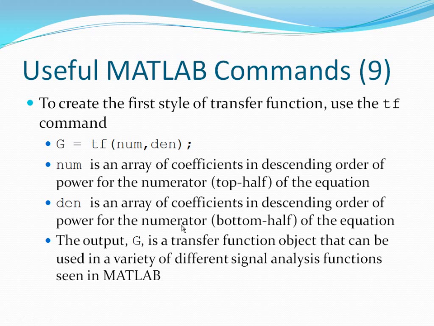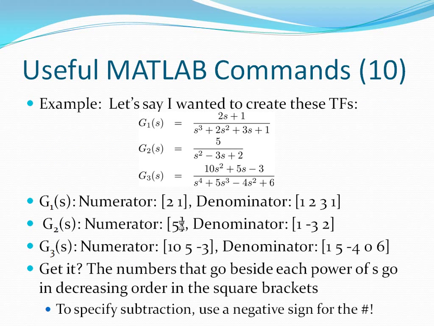So let's say I wanted to create these transfer functions. Okay? So for example, if I wanted to create this transfer function, the numerator will be 2s plus 1. So this is the highest power, which is 1, so you're going to specify 2 and 1. If I wanted to specify the denominator, you have 4 coefficients. Okay? So this is to the power 3, 2, 1, and 0. So you have 1, 2, 3, and 1. Okay? If I wanted to specify just a single number, this is just the order of 0, you specify 5.